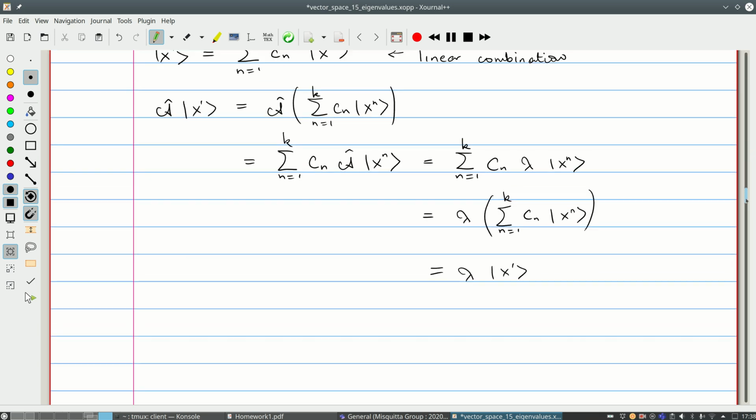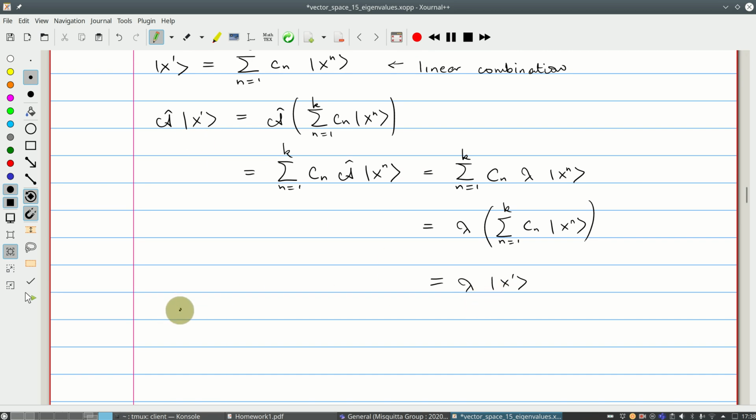Therefore, any such linear combination is an eigenstate of A, or eigenvector. We can use the two, they are synonymous, so we could either call it an eigenstate or eigenvector of A with eigenvalue lambda. Alright, so the eigenvalue is unchanged.